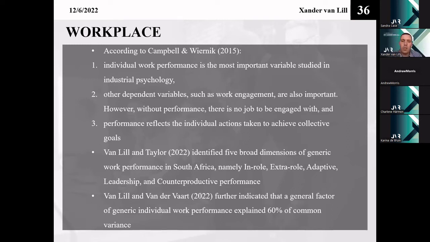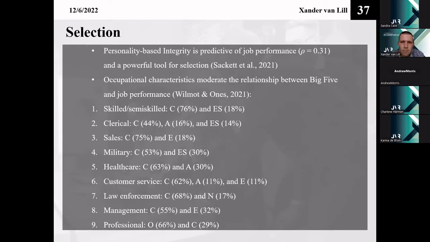I've conducted a study with Professor Leonie van der Vaart at Northwest University, and there does seem to be a strong general factor of individual work performance as well. This general factor could explain 60% of the common variance in performance. So we can use a general factor of performance as an outcome variable as well, and I'll be relaying some of the evidence. We've replicated this general factor based on international meta-analytical studies that have also been conducted.